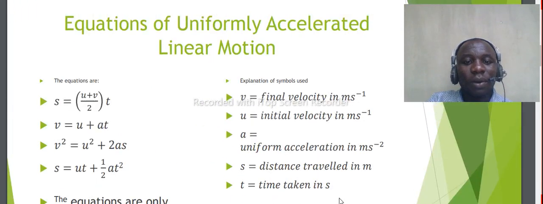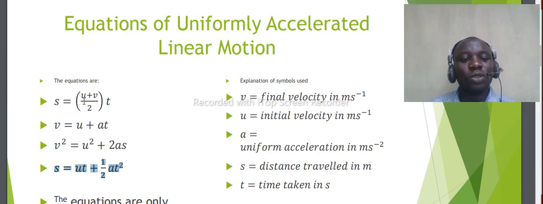So we look at our equations now. What are the equations of uniformly accelerated linear motion? The equations are s equals to (u plus v) over 2, times t; v equals to u plus at; v squared equals to u squared plus 2as; s equals to ut plus half at squared.